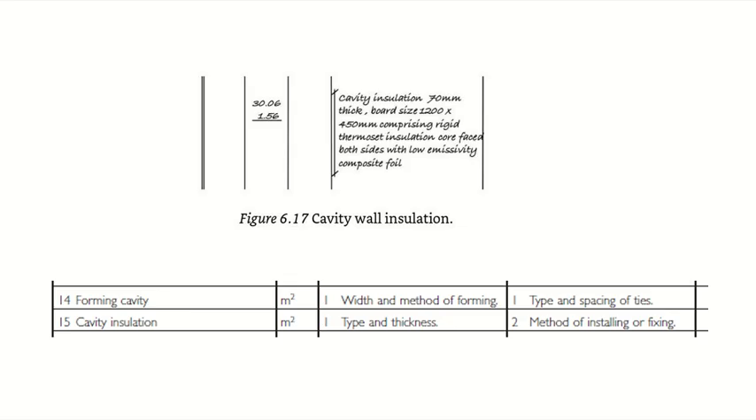Again, you need the same thing: center line length multiplied by the height. And you can see the cavity is filled with some sort of insulation. It's not empty. The insulation sheet is 70 millimeters thick, and it is made up of board sizes of 1200 by 450 millimeters. So what we are putting inside is insulation sheet boards, and each board is 70 millimeters thick, 1200 millimeters long, and 450 millimeters wide.